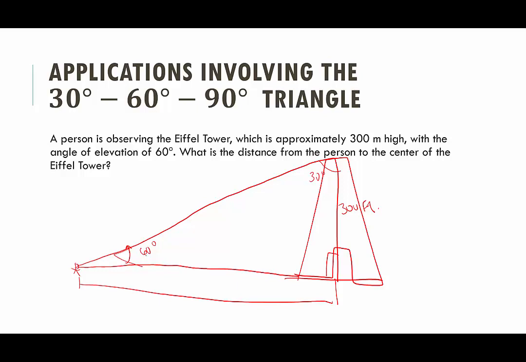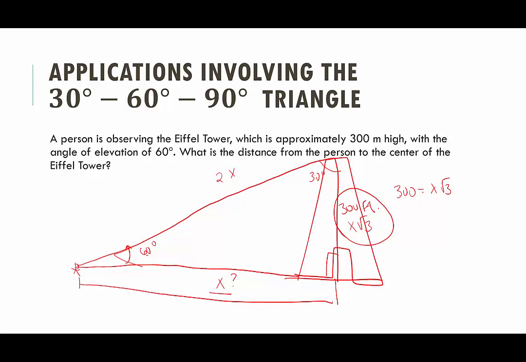This means that we were given the side opposite 60. So the side opposite 30, let's label as x. The side opposite 60 is x root 3. And the hypotenuse is 2x. Well, we were told the side opposite 60. So what we know is that 300 is equal to x radical 3. What we want to know is x.